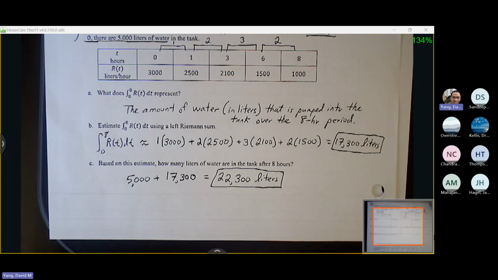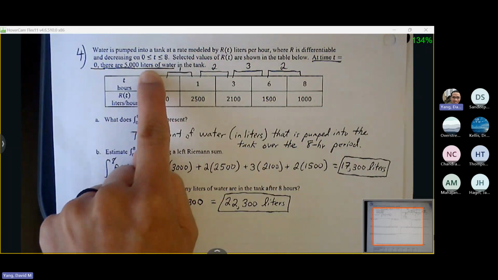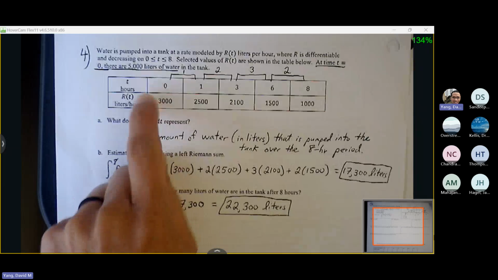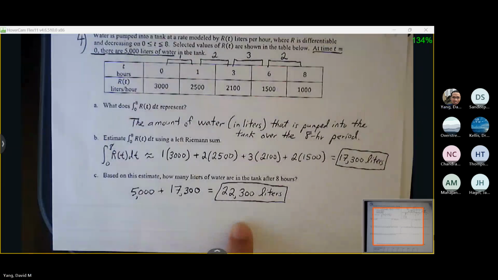So if we accumulate all these liters per hour over time, we're going to know how much water has been added to the tank. So 17,300 liters. How many liters are actually in the tank after 8 hours? Well, there are 5,000 to begin with already in the tank before water gets pumped in. So we just add these numbers together. 5,000 plus 17,000, 22,000.